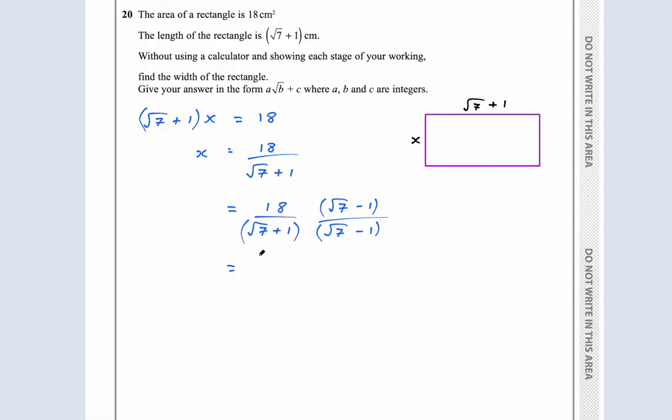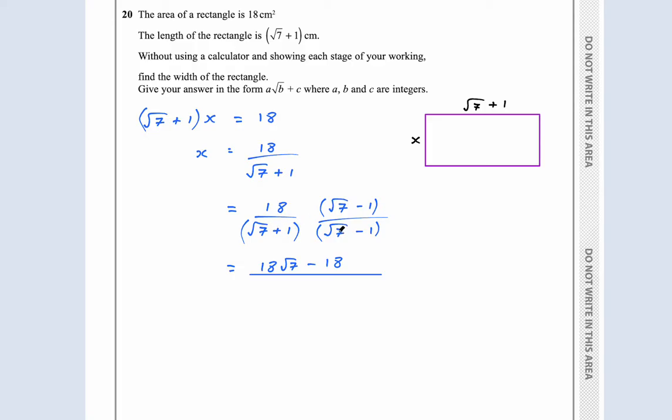18 times root 7. I'm going to multiply the numerators together and multiply the denominators. So the numerator, 18 times root 7 is just 18 root 7. 18 times negative 1 is minus 18. All over. Now I need to multiply these two brackets out.